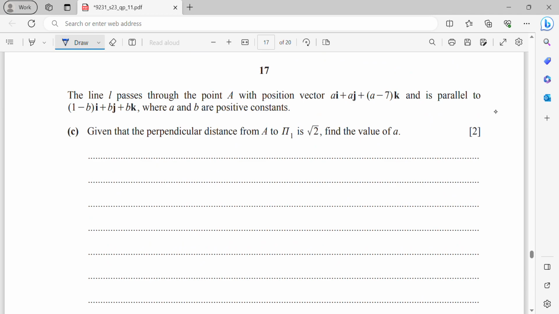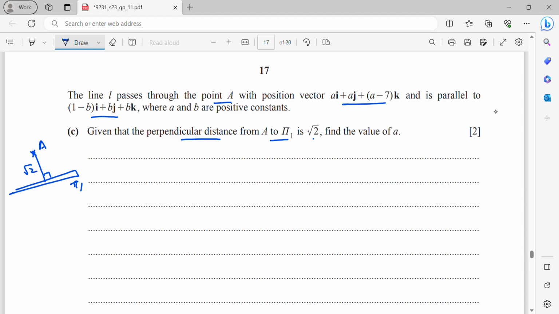Now, the line L passes through a point A with this position vector and is parallel to another vector, where a and b are positive constants. Given that the perpendicular distance from A to pi 1 is square root 2, find the value of a. So now, for the pi 1, let's say this is pi 1. Okay, the A is on the line L. Now, you are given that the perpendicular distance is square root 2.